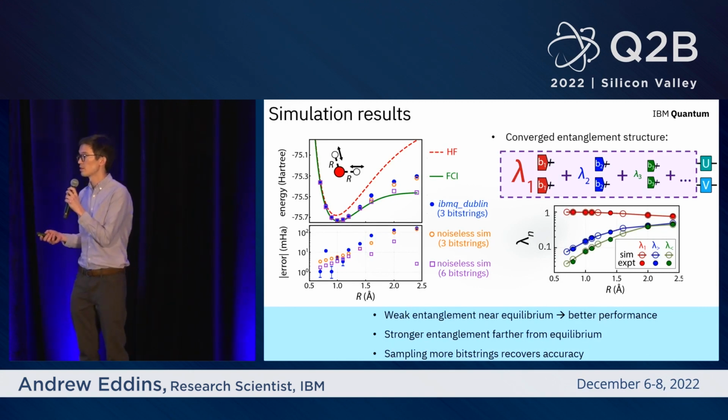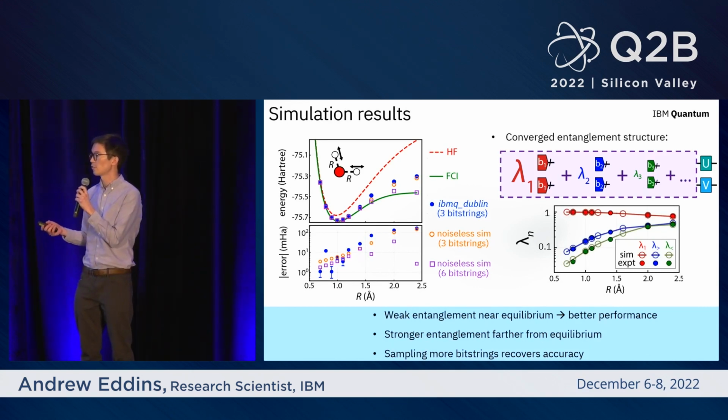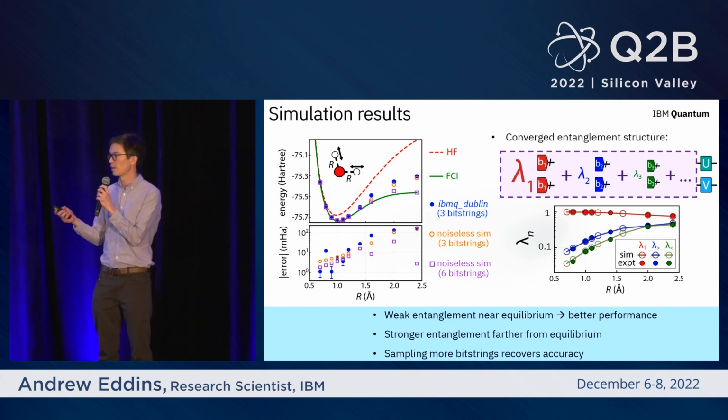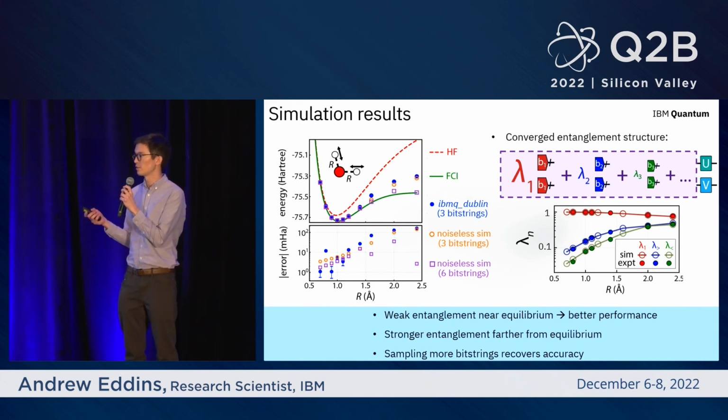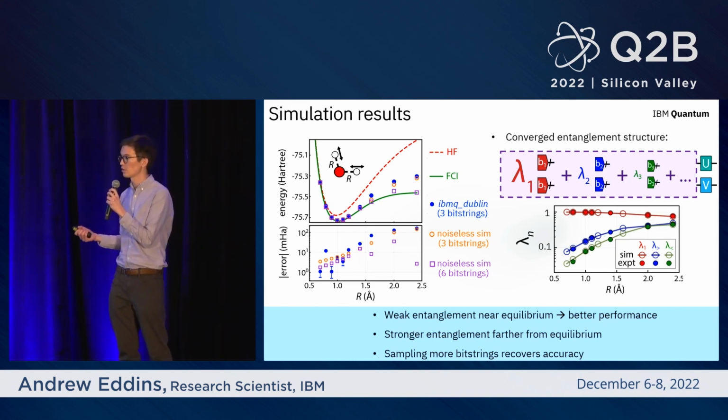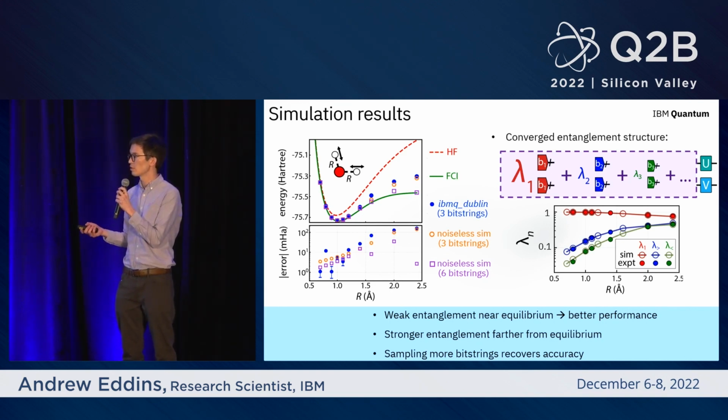So here are the results of our experimental demo. On the left, we're looking at the energies from our converged VQE results as a function of the molecular geometry. So the x-axis is showing the distance between the oxygen and the hydrogen atoms as we symmetrically pull those hydrogens away from the oxygen, stretching the molecule. We see the experimental results are shown as blue circles. This was run on the IBM Q Dublin processor, a Falcon processor.